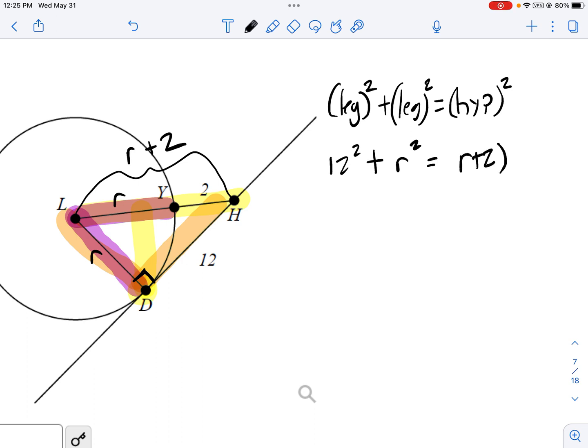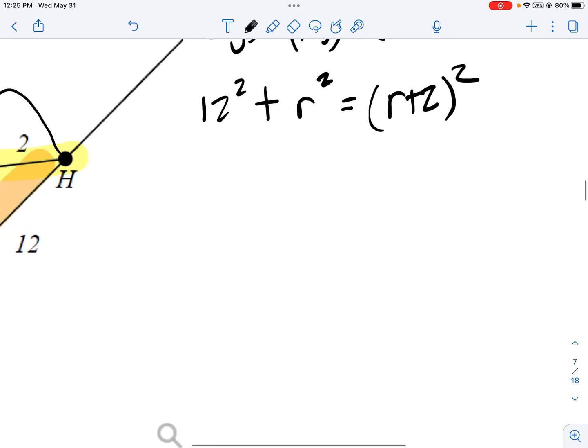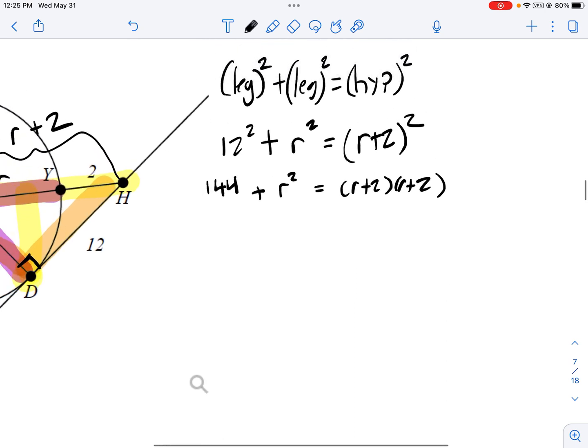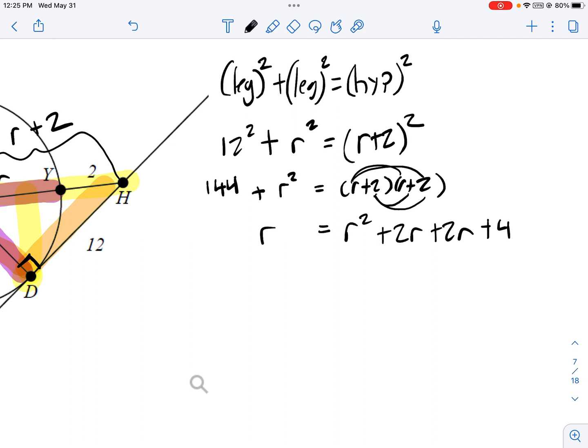That means we have (r plus 2) squared. Now we have to be a little careful here. When we are dealing with a square, remember that means that you have two of the same parentheses. That's (r plus 2) times (r plus 2). Then we have r squared plus 144, because 144 is 12 squared. Then you have to distribute to get your correct answer. So distribute: r times r is r squared, r times 2 is 2r, 2 times r is 2r, 2 times 2 is 4. So we have r squared plus 144 on the left, and r squared plus 2r plus 2r plus 4 on the right.